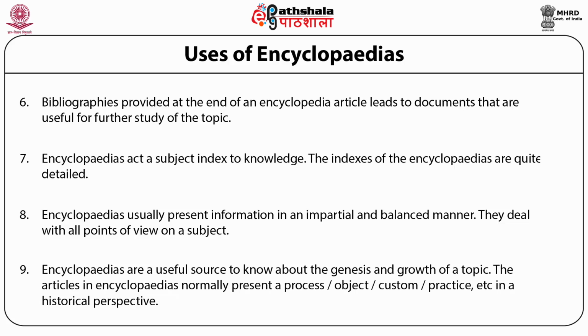Encyclopedias are useful sources to know about the genesis and growth of a topic. The articles in encyclopedias normally present a process, object, custom, practice, etc. in a historical perspective. It may be interesting to note that the number of index entries in an encyclopedia most often outnumber the articles in the encyclopedia. In a large number of encyclopedias, the number of index entries may be 10 to 20 times the number of articles available in the encyclopedia.